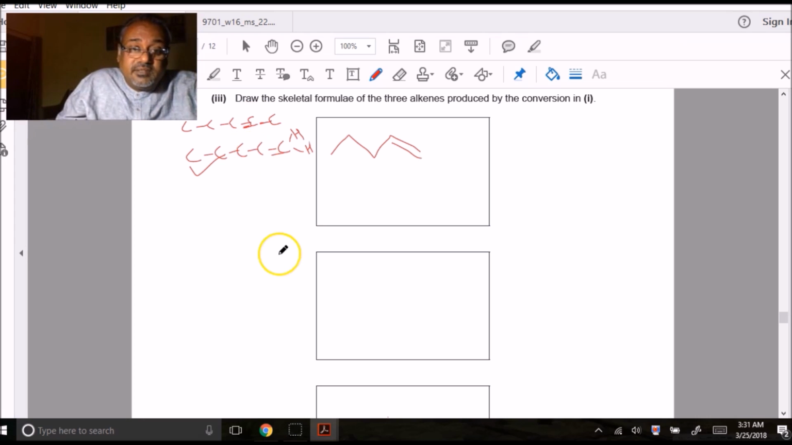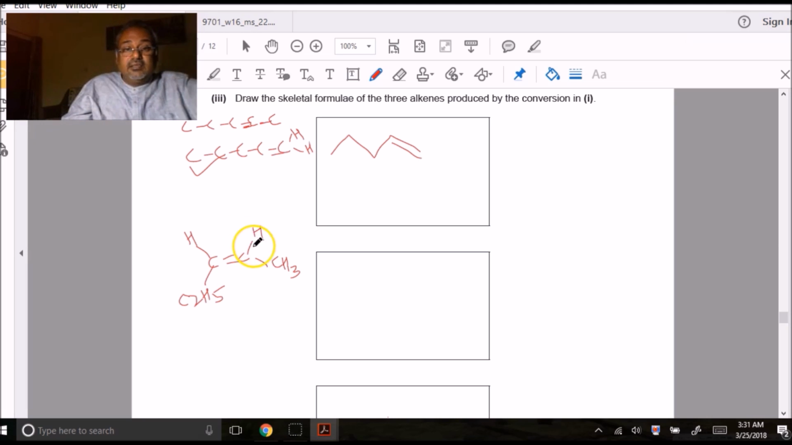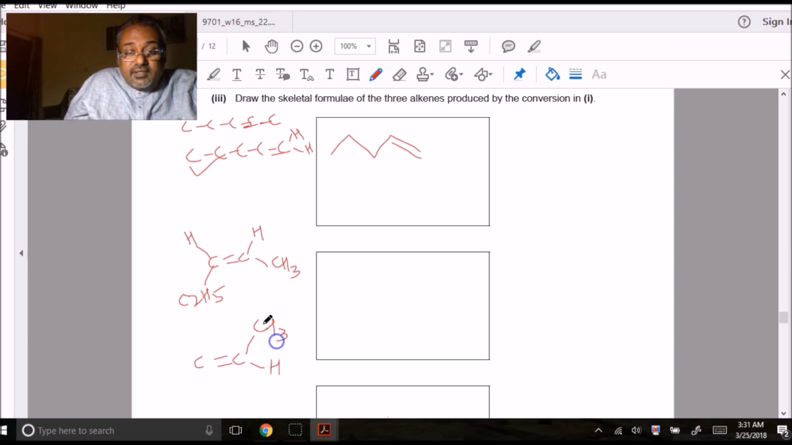Now cis-trans isomerism means I can think of something like that. When I design the alkene this way, this carbon has an H and a CH3, and this one has an H and a C2H5. So that's what it is going to look like. So that's basically cis. And then I can swap these H's to form the trans. In the trans, obviously, the H comes in here, the CH3 comes in here.